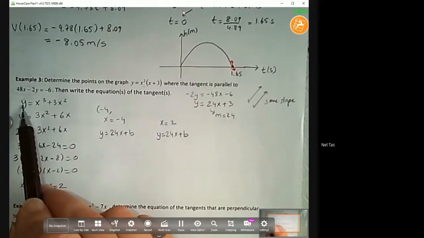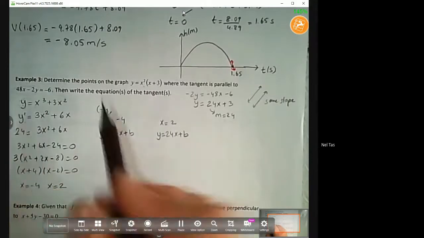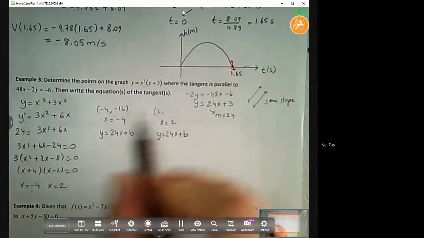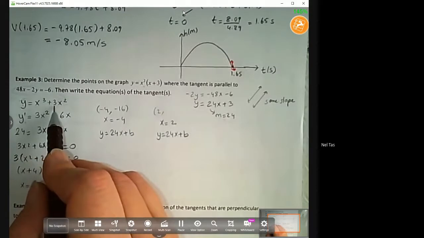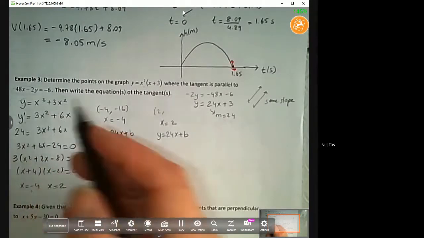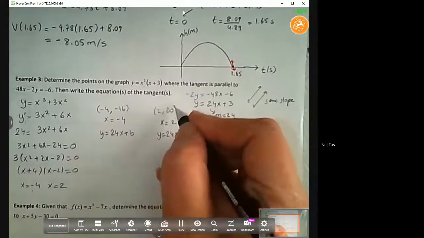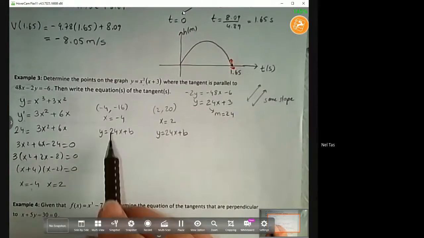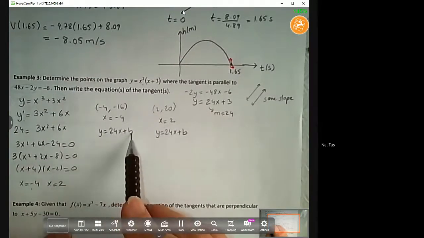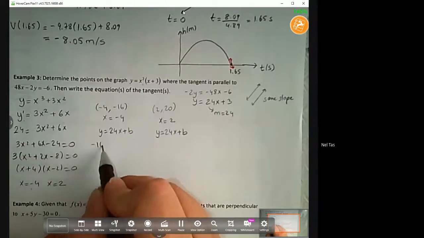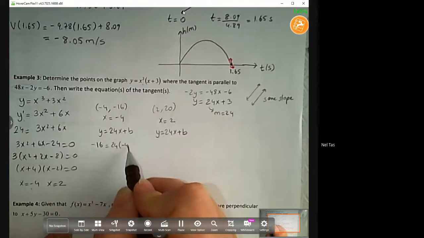So when you sub in negative 4, you get negative 16. And when you sub in 2, 2 cubed is 8 plus 3 times 2 squared. So that will give you 20. Okay, so let's use those points to calculate the y-intercept of those lines. Negative 16 equals 24 times negative 4 plus b.